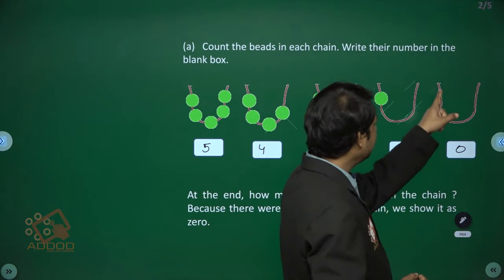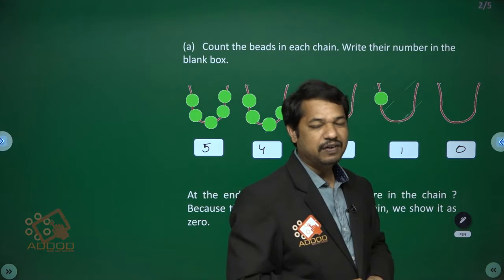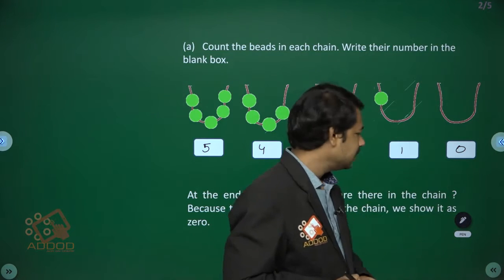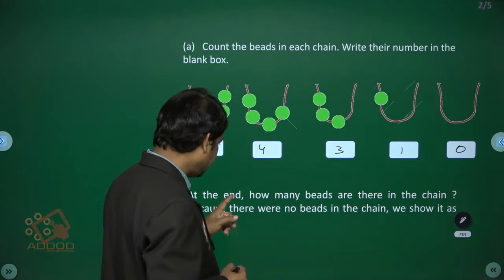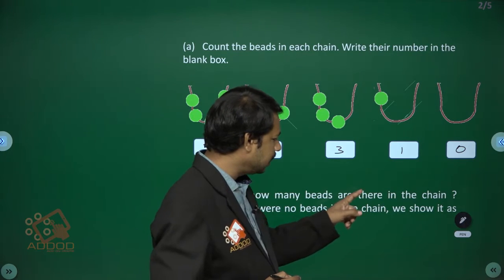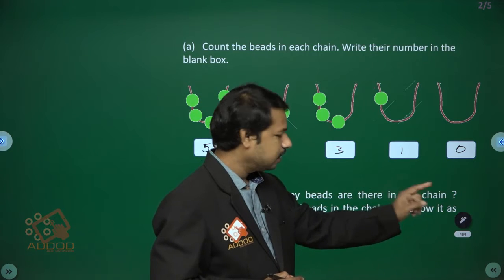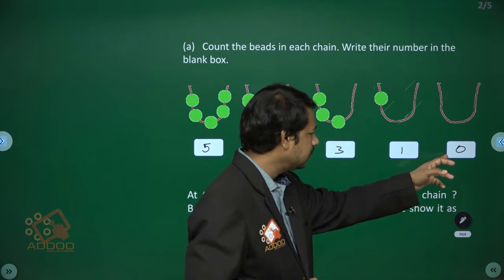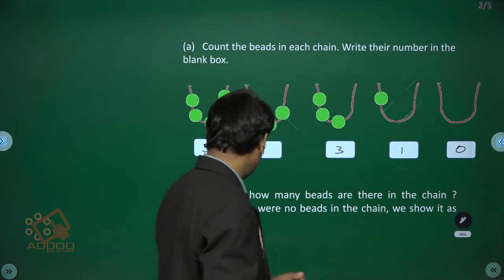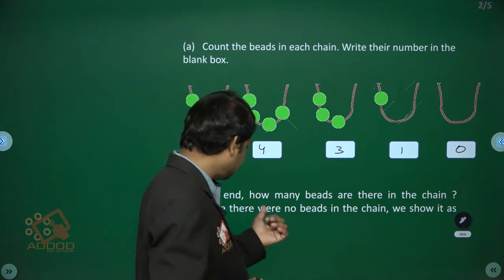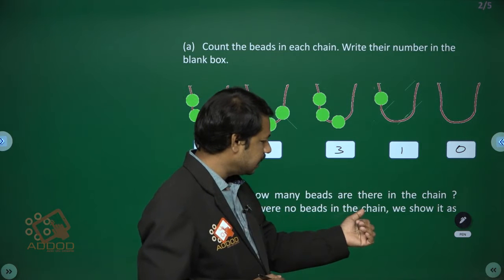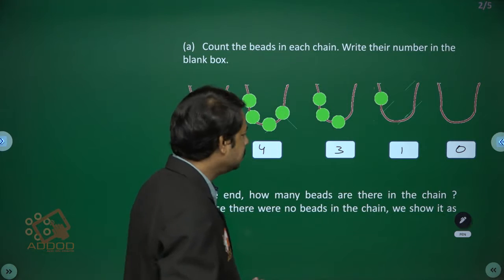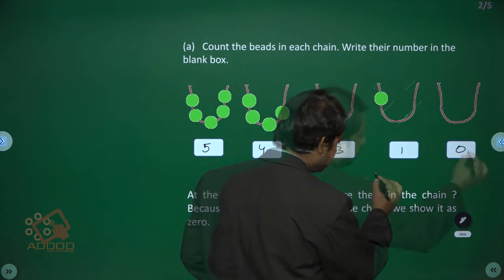That means we haven't any objects. That means 0. Similarly, at the end, how many beds are there in the chain? There are no beds in the last chain. Because there were no beds in the chain, we show it as 0. Okay, 0 is denoted here.